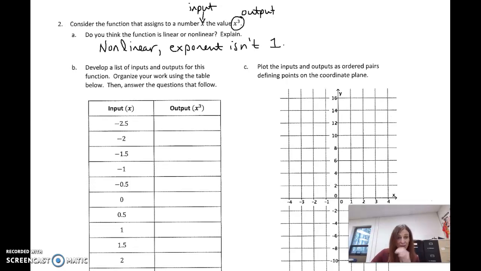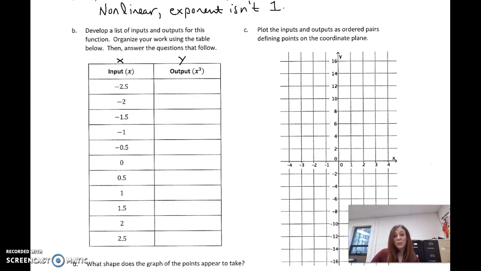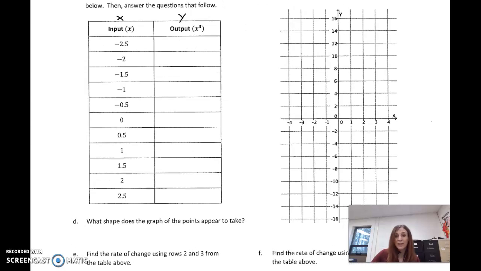Now, just like we've done before in our last example, and many examples before, we're going to take our inputs here and input these numbers into our function and get our outputs. Even though it's not linear, we're not doing any of the work any differently, okay? So we are going to put x to the third here. Remembering you can use a calculator, put this in parentheses, negative 2.5 to the third. You don't have to use the raise to the third button. You could put negative 2.5 times negative 2.5 times negative 2.5.